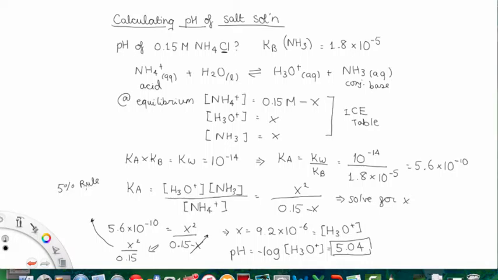Where basically, if this x value is going to be less than 5% of the original concentration of what we're looking for, then you can approximate it by determining that this negative x value is very insignificant in terms of the value, and so you can just cancel it out and solve it in terms of x squared over 0.15, which just makes the calculation for x a lot easier.